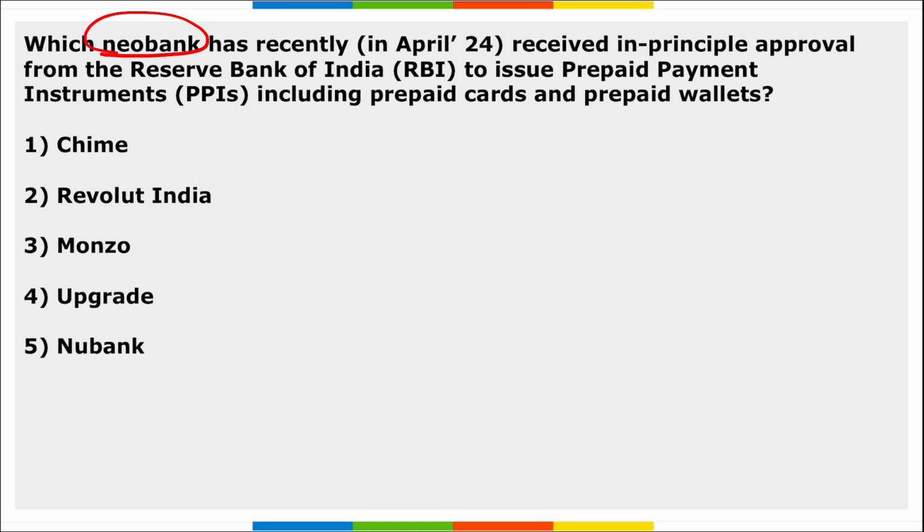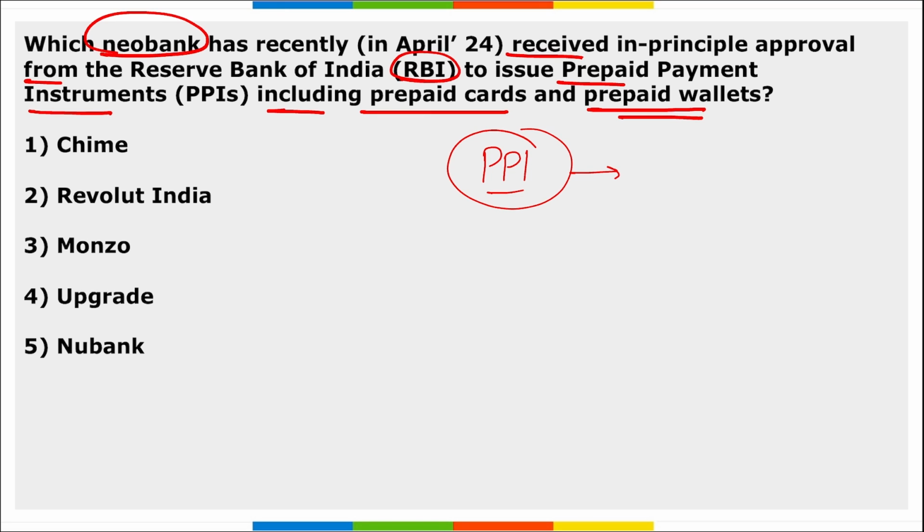Next, which neobank has recently received in-principle approval from RBI to issue prepaid payment instruments including prepaid cards and prepaid wallets? What are these PPIs? PPIs are basically cards and wallets that you can recharge as per your need, right? And a neobank is a bank that is only available in digital format. There is no physical branch for this neobank. So which is that bank? It is Revolut India, right? They have recently received the in-principle approval from RBI to issue PPIs including prepaid cards and wallets.